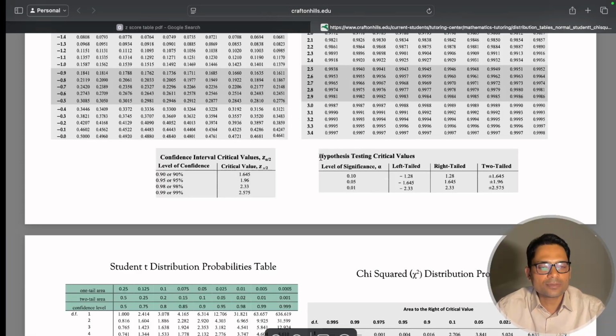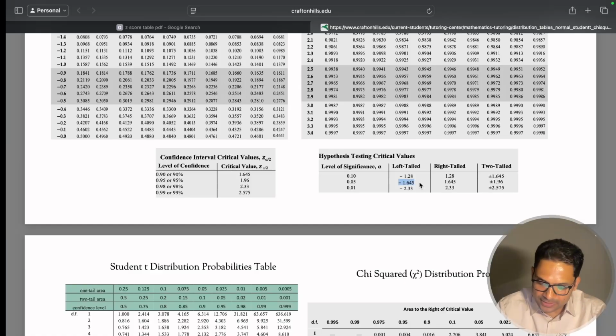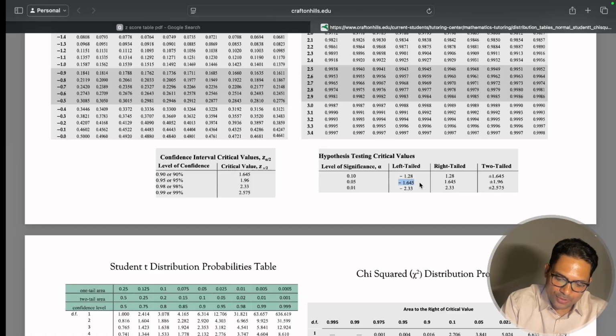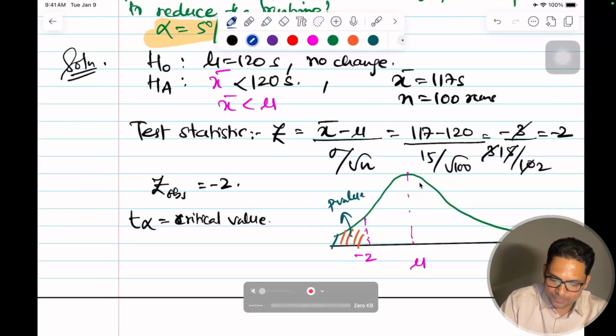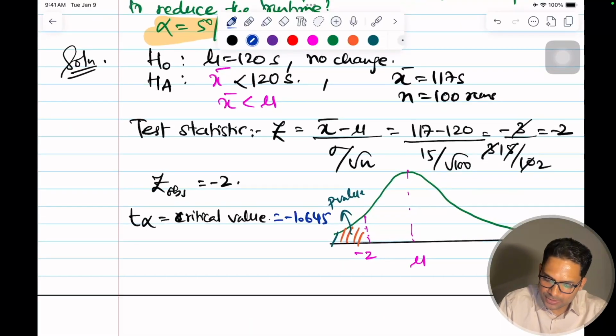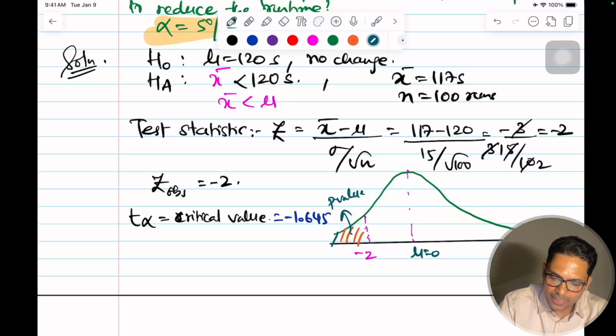Here, if you see, there are important hypothesis testing critical values. It's written already. If the significance level is 0.05, what is the corresponding value for the left tail test? -1.645. We'll just take it from here itself. So my critical value here will be equal to -1.645. Here mu is 0, because this is mean centered, variance scaled. For the z-score also, everything is centered at 0. N(0, 1).